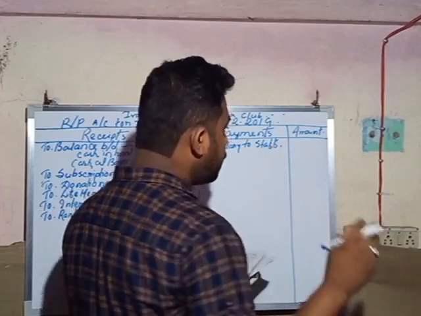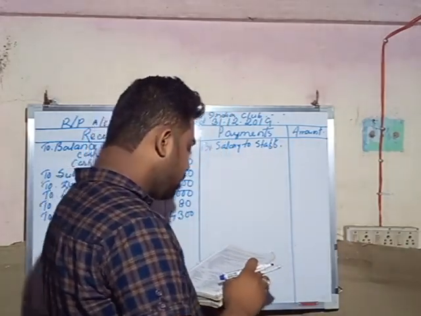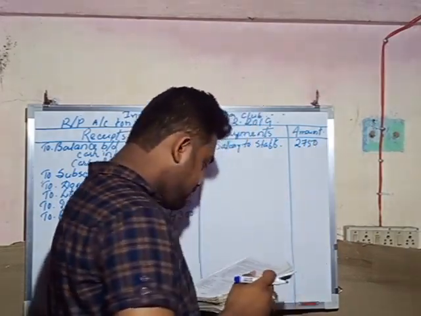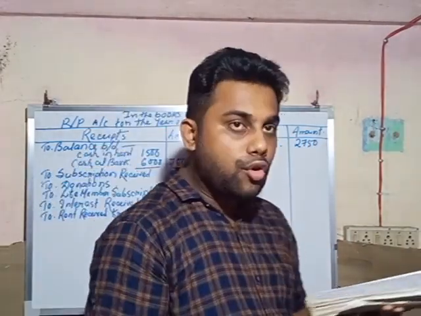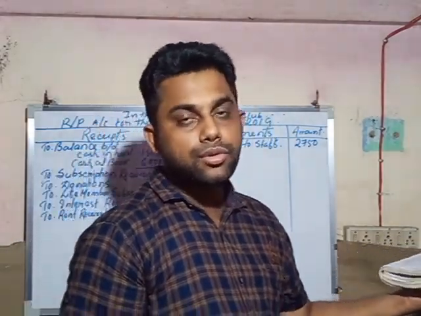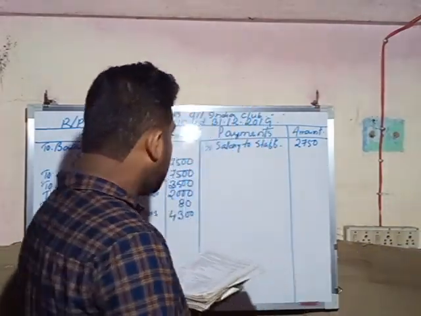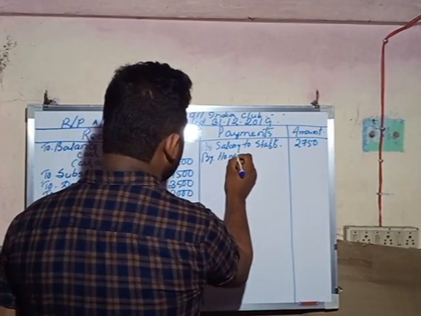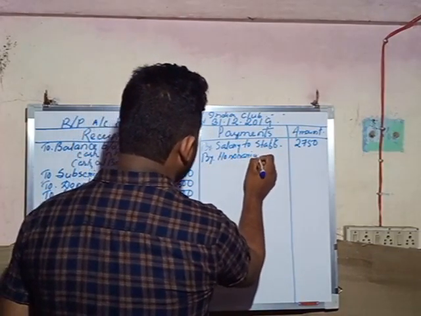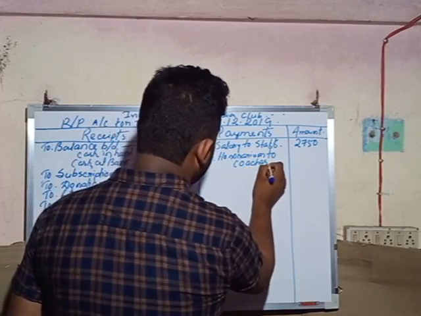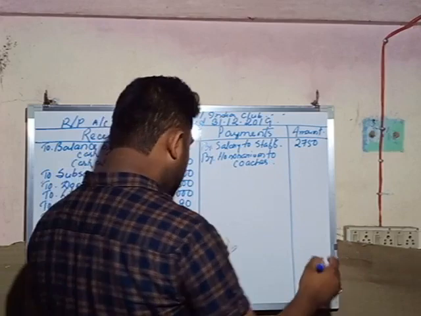So nothing has to be written in the bracket because the total amount is 2750. Next, honorarium to coaches. They have paid a certain amount as fees to the coaches. So it is a payment for the non-trading organization. It comes on the payment side, by honorarium to coaches, and the amount is 800.